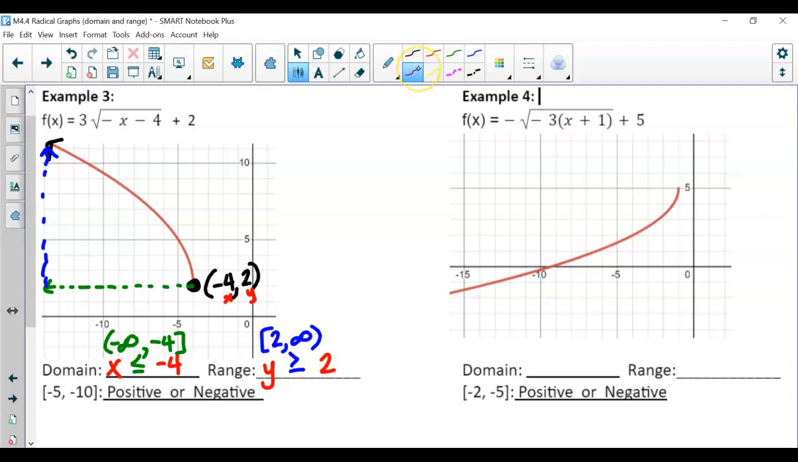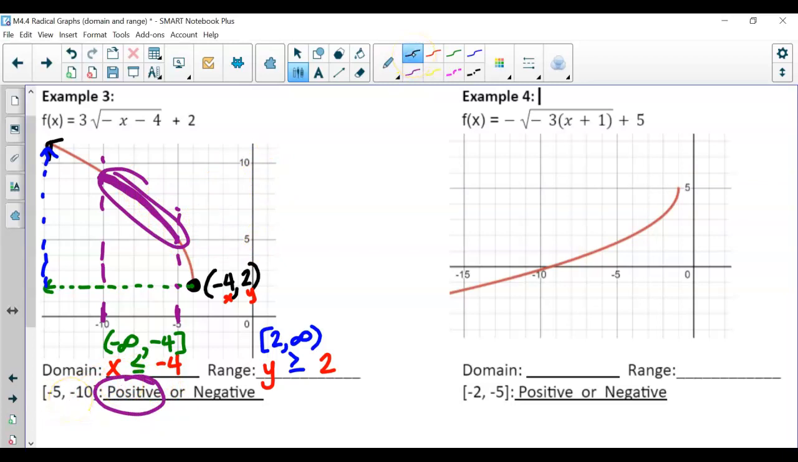Now let's look at our section of the graph here. Our x values, this interval from -5 to -10. So we're looking at this section of the graph, which is -5 to -10. Notice, where's our graph? Above or below? Above, in the positive. So the values of the graph over that interval are positive.